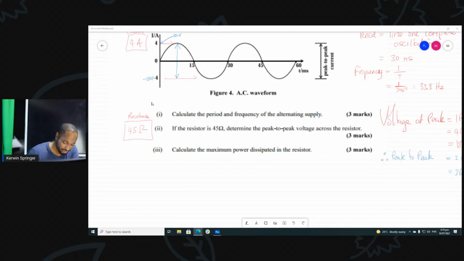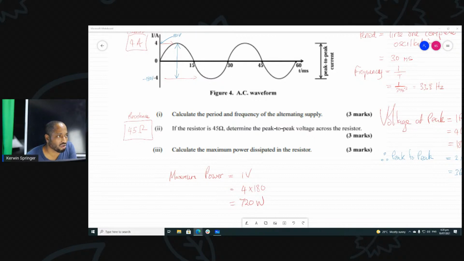Okay, so calculate the maximum power. It's going to be equal to IV. P is equal to IV. So I is 4 amps, and we have V, the voltage, times 180. How much is this going to be? 720. And this is in watts. Chat, if you understand that, if you agree?